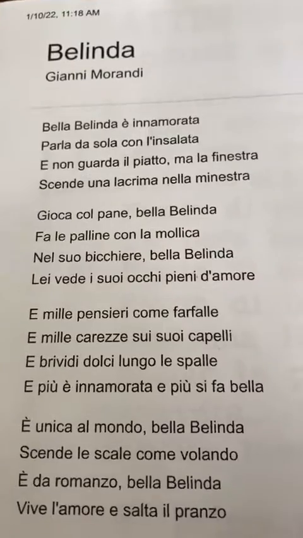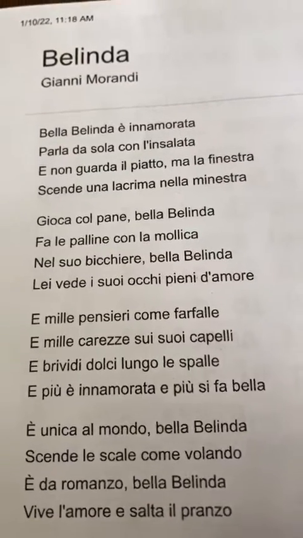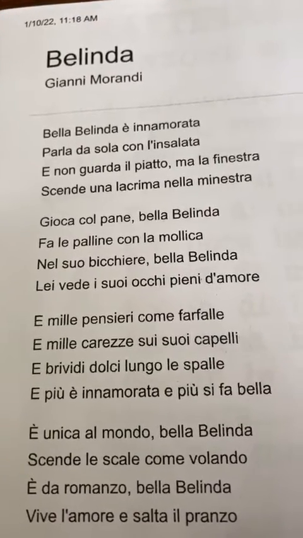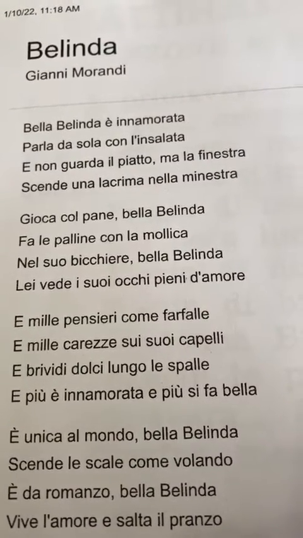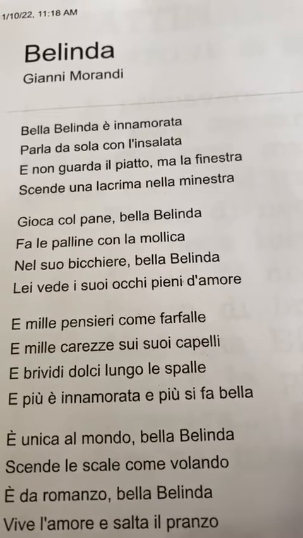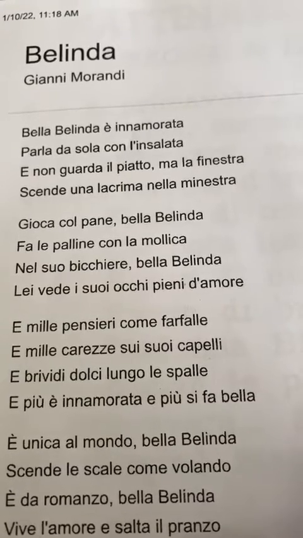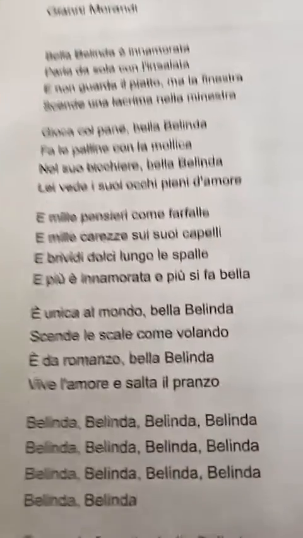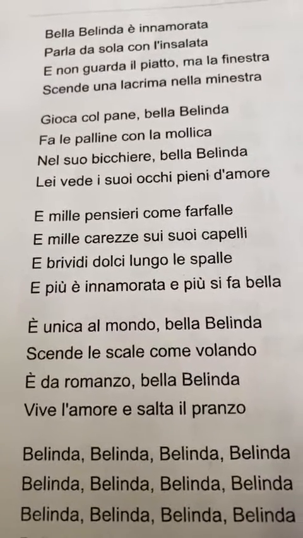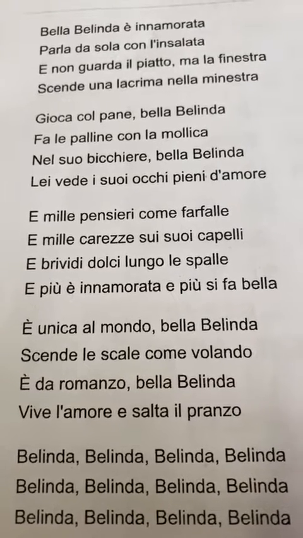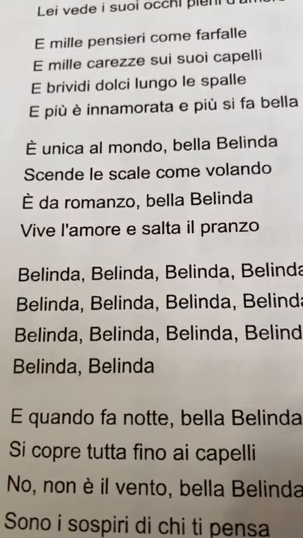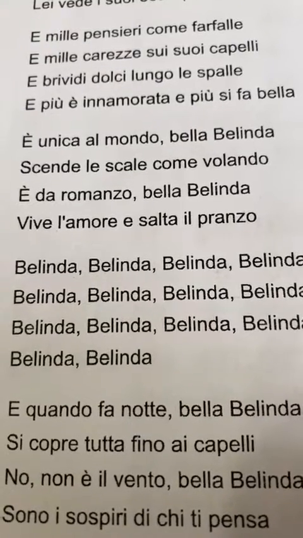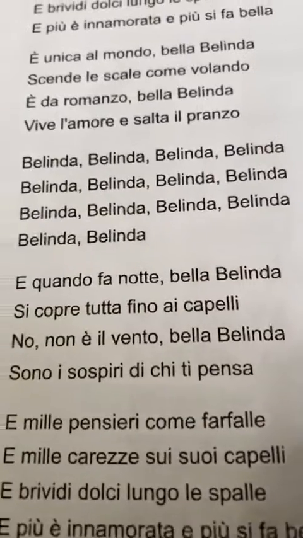Bella Belinda, Bella Belinda è innamorata, parla da sola con l'insalata e non guarda il piatto ma la finestra, scende una lacrima nella minestra. Gioca col pane, bella Belinda, fa le palline con la mollica. Nel suo bicchiere, bella Belinda, lei vede i suoi occhi pieni d'amore e mille pensieri come farfalle e mille carezze sui suoi capelli e brividi dolci lungo le spalle e più è innamorata e più si fa bella. È unica al mondo, bella Belinda, scende le scale come volando e da romanzo, bella Belinda, vive l'amore e salta il pranzo.